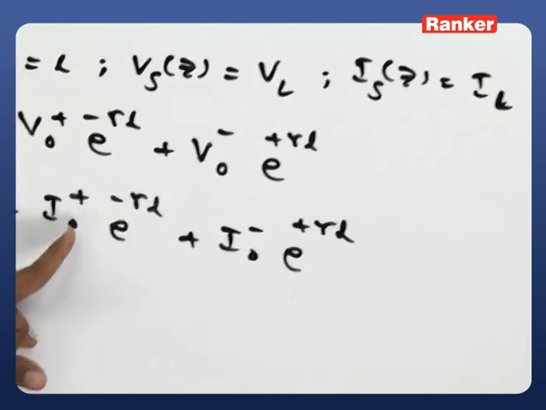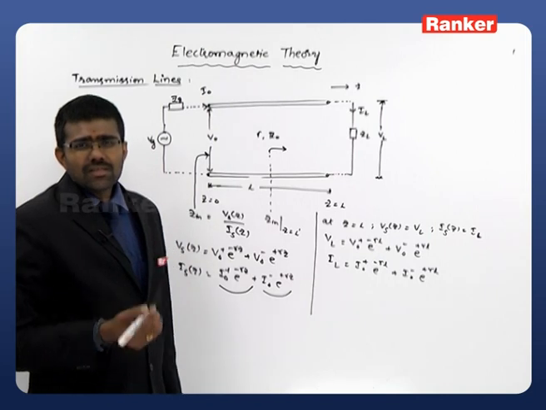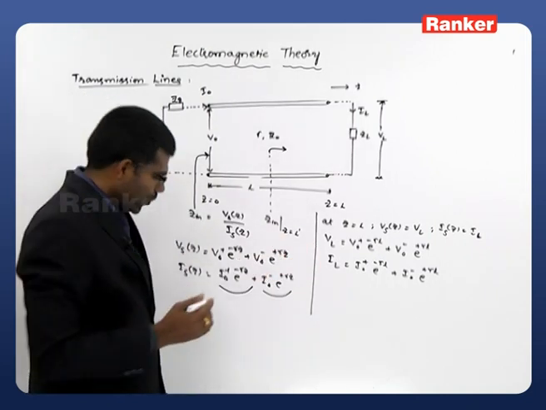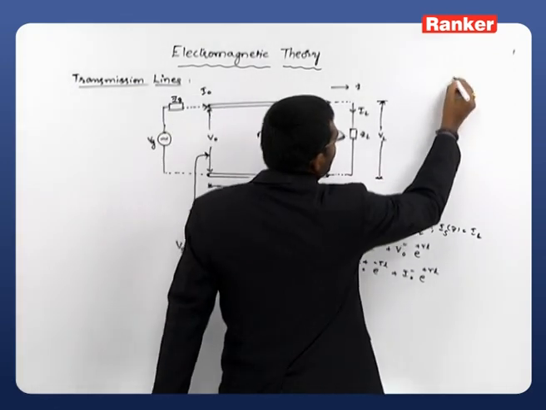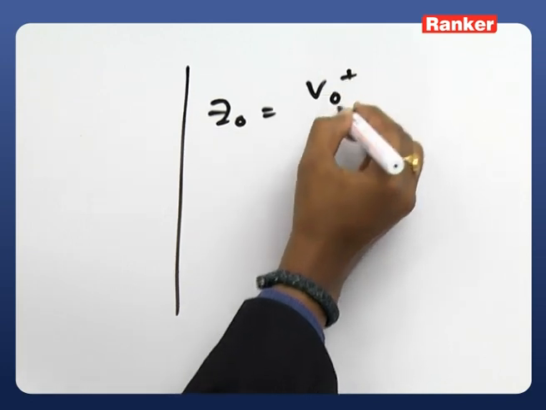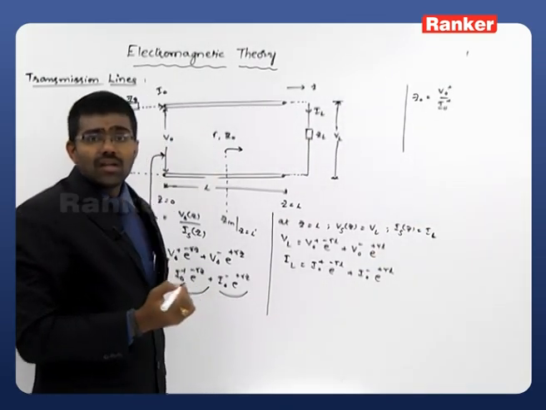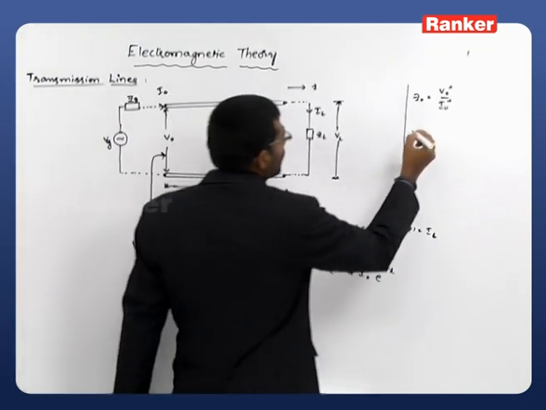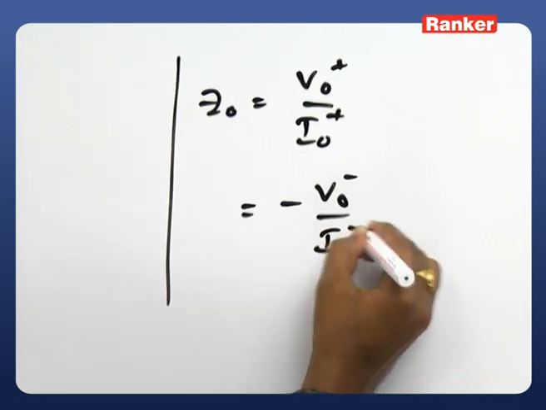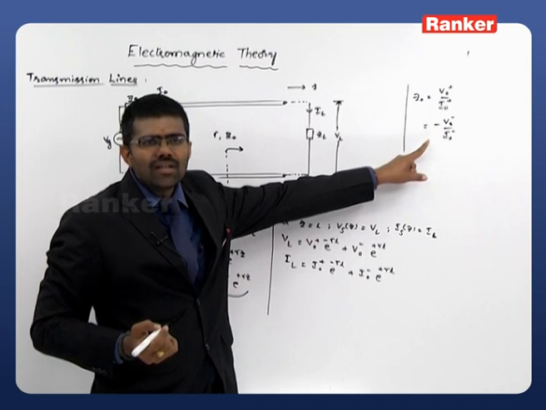After that, I will try to replace this I naught plus and I naught minus for our future purpose. Just recollect our characteristic impedance relations. In our characteristic impedance, we have a simple relation. What is that relation? Z naught is equals to V naught plus, a forward traveling voltage, to the forward traveling current. We have one more equation. What is that? The same can be written as minus of V naught minus divided by I naught minus, that is a negatively traveling voltage to the negatively traveling current.